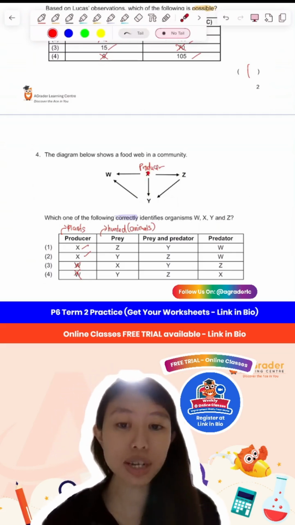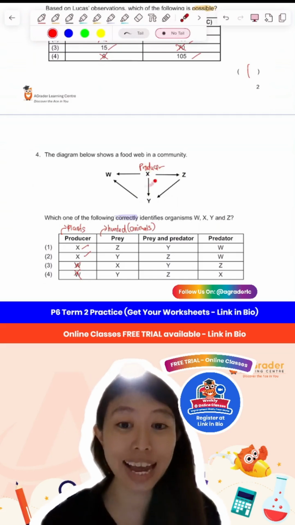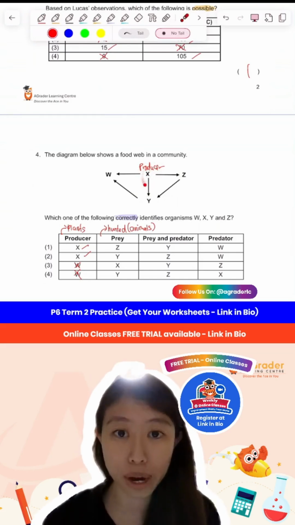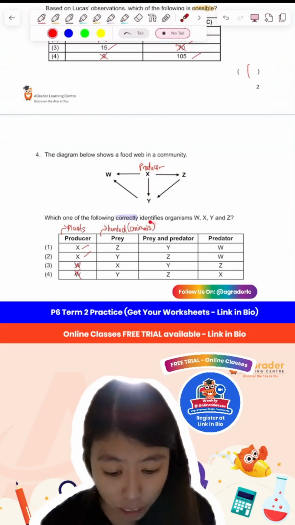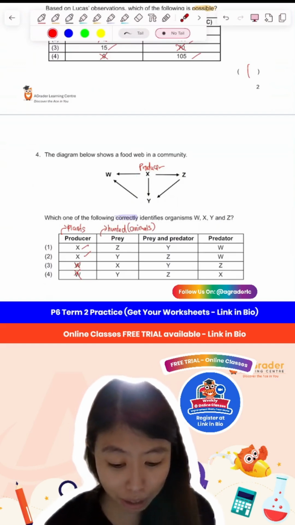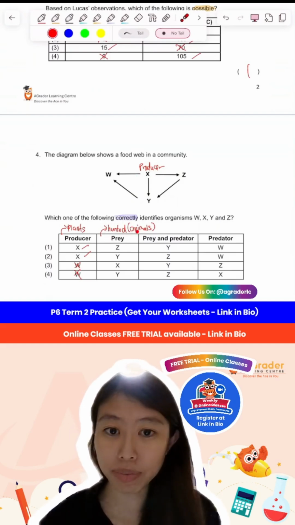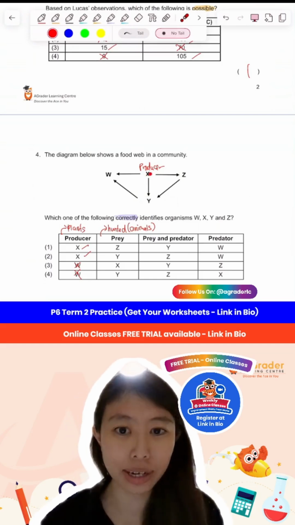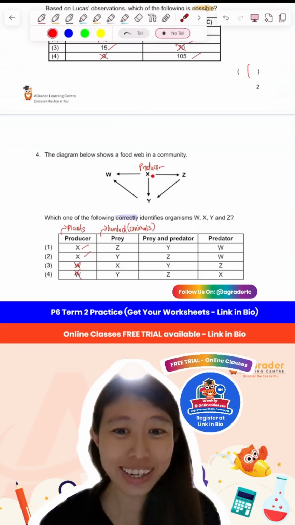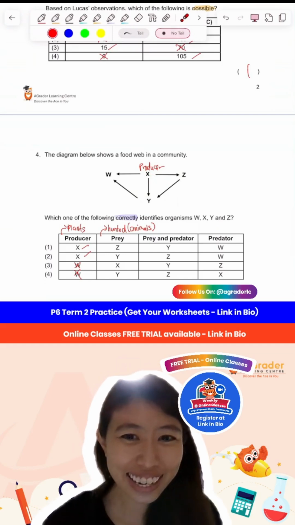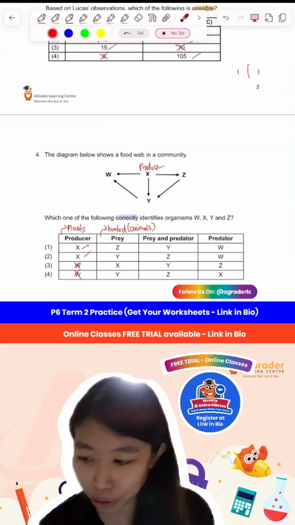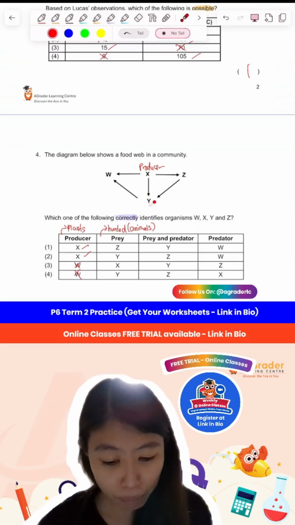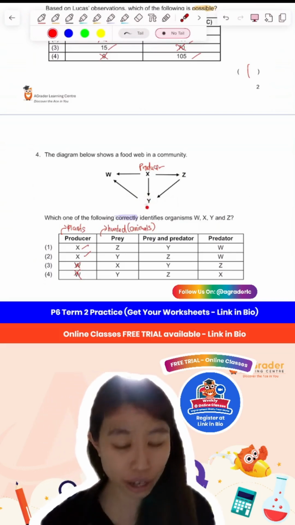Everybody, let me just tell you, a producer cannot be a prey. It must be an animal that is hunted by another animal. Producer basically gets eaten. You don't need to hunt for a plant. You don't need to hunt for a producer. Most of you got why it cannot? You look at this arrow.